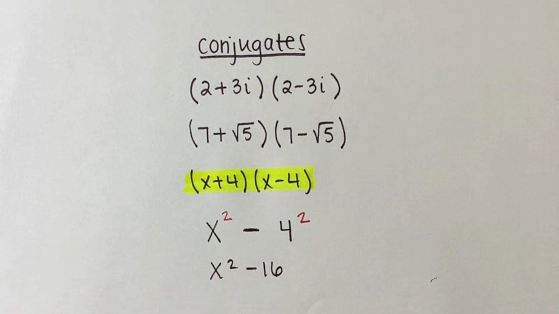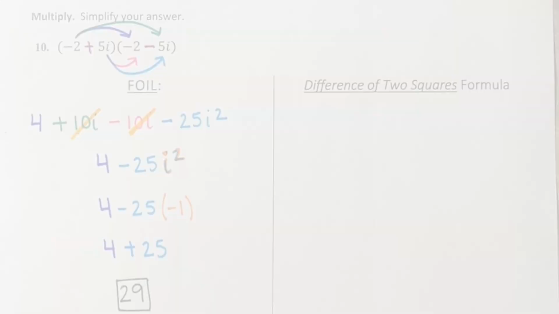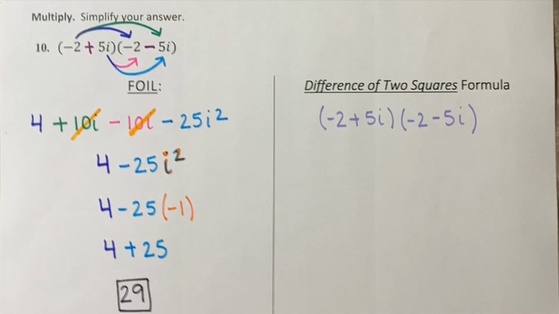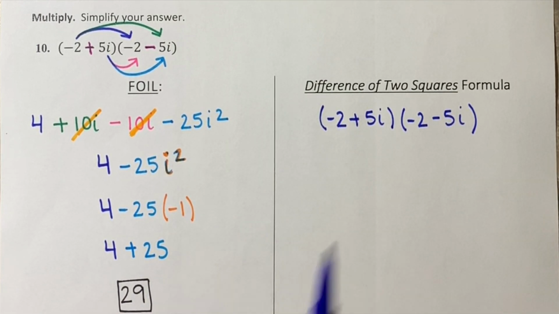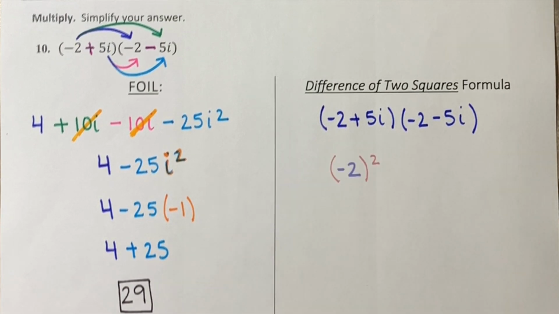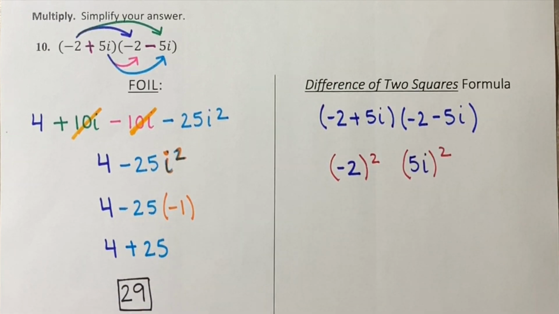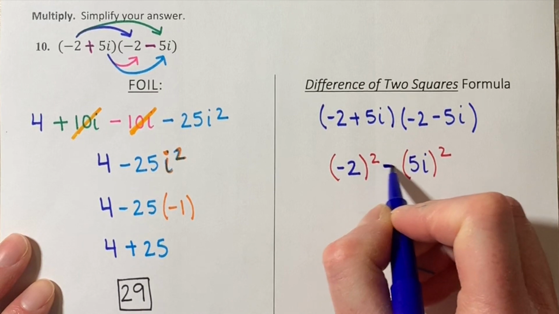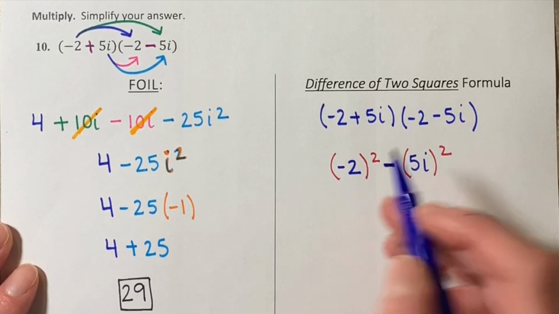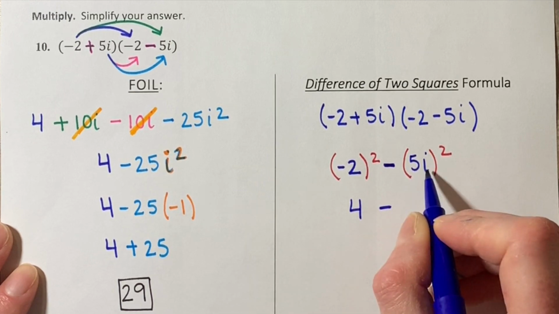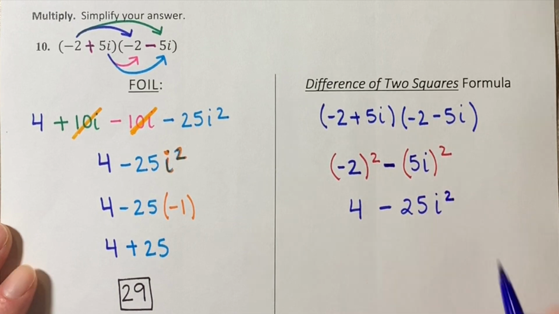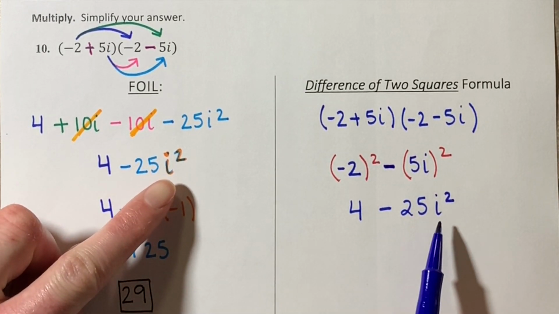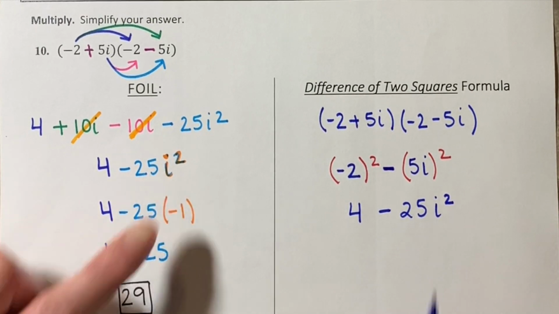Let's use the same approach on the complex conjugate problem we were just working on. I'm just going to start by rewriting this original problem. Again, anytime you have conjugates, you can always use the difference of two squares formula. And that formula tells you to take the first quantity and square it, which gives us negative 2 squared. Then we take the second quantity and square it to get 5i squared. And then we always put a minus sign in the middle. And let's simplify. Negative 2 squared will give us a positive 4. And 5i squared, if we square the 5, that'll give us 25. And if we square the i, that'll give us i squared. And just like we did over here, we can replace the i squared with negative 1 and simplify from there.